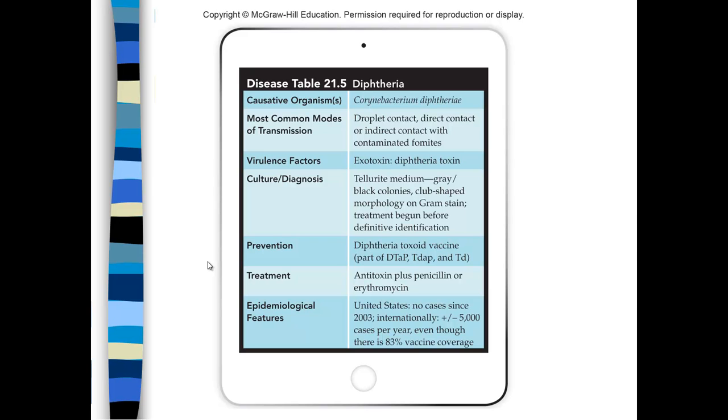And if you do get it, then usually you're given diphtheria antitoxin, which I believe is an antibody therapeutic, and then penicillin or erythromycin. This is bacterial, so you do need an antibiotic to prevent spread of the disease. And like I said, no cases in the United States. Internationally, it's very rare. Even though there's 83% vaccine coverage, you can see that the disease has been nearly eradicated worldwide.